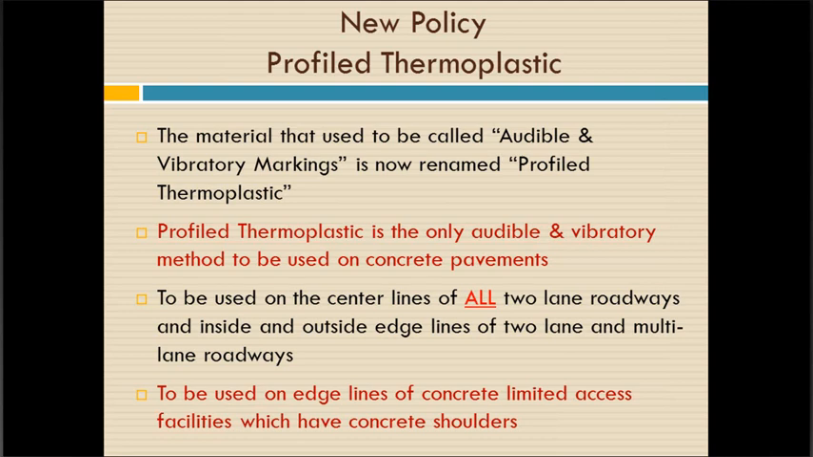This one right here is one of the major changes that we made to the policy, and it has to do with center lines on 2-lane roads. The old policy used to say we are not going to put audible vibratory markings on 2-lane roads unless the crossover accident rate was 4 times higher than the statewide average. That is being changed. On 2-lane roads, you will now put audible vibratory markings on the center lines of all 2-lane roads, as long as it fits the criteria.